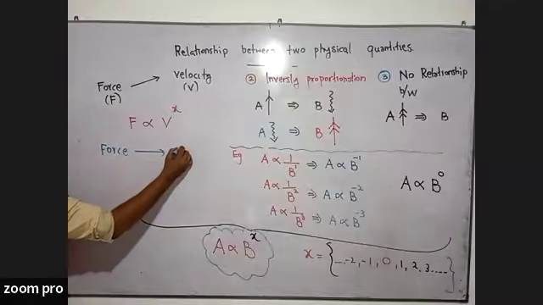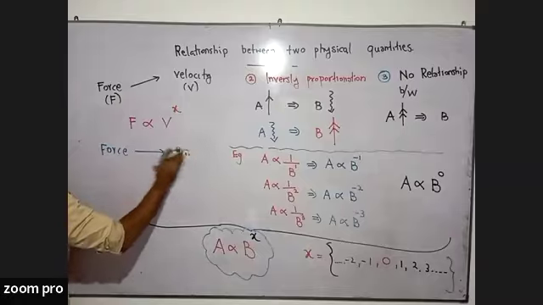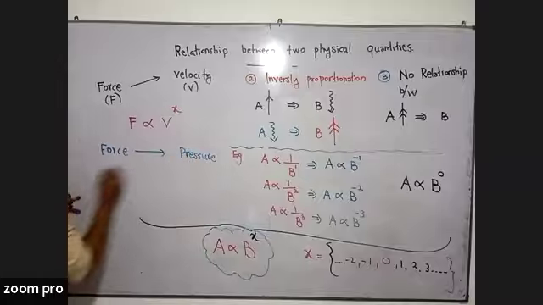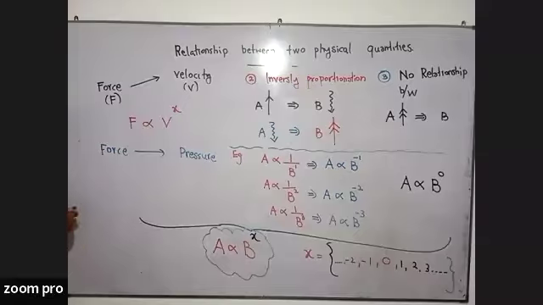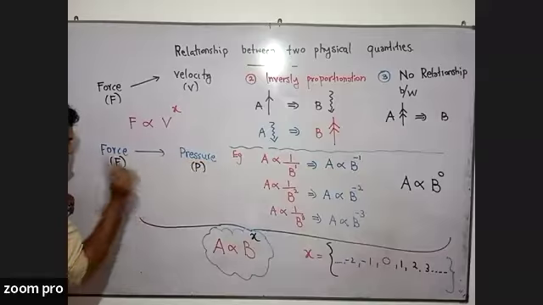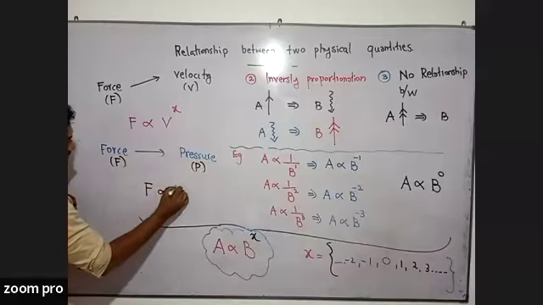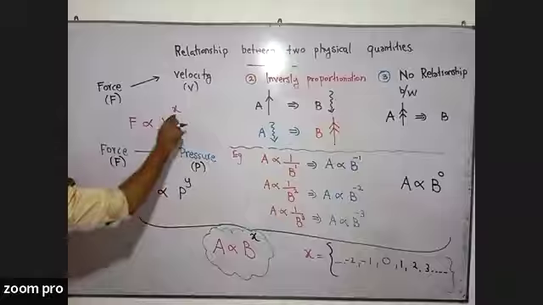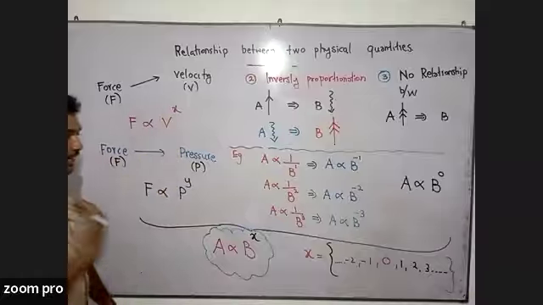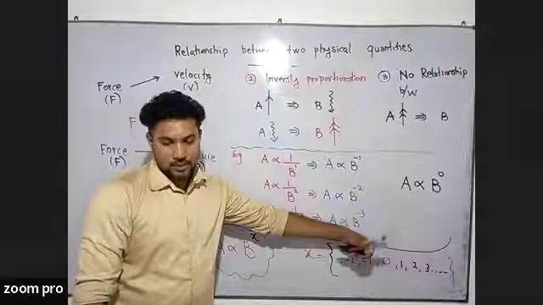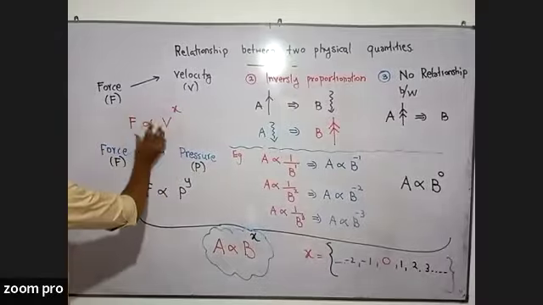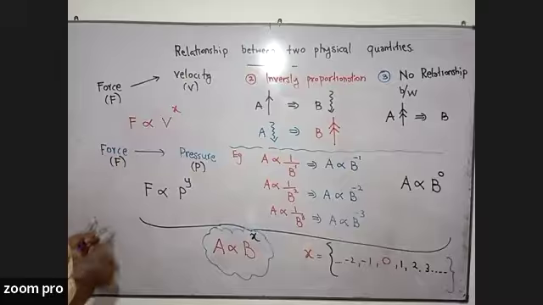Let's take another example: force and pressure. Now let's assume that you need to build up the relationship between force and pressure. It can be represented as F proportional to P to the power of y. So this x, y, this power, can be any integer value. It can be negative, it can be zero, or it can be positive. This is the way that we write down the relationship between two physical quantities.